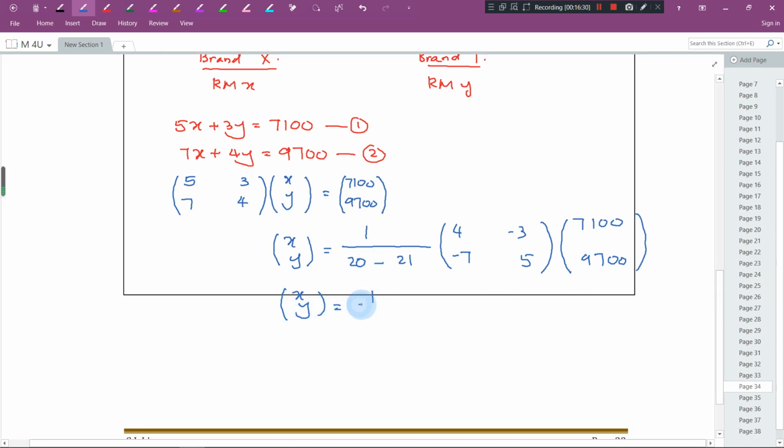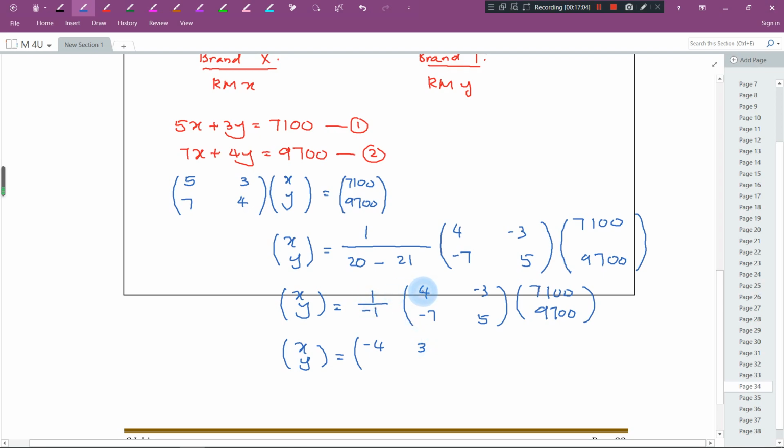So this will equal to negative 1, 1 over negative 1, 4, negative 7, negative 3, 5, and here will be 7100, 9700. Okay, so this will give you negative 1, right? What we need to do, negative 1 is multiply inside here, all the symbols here change. Positive, it becomes negative. Negative, it will become positive.